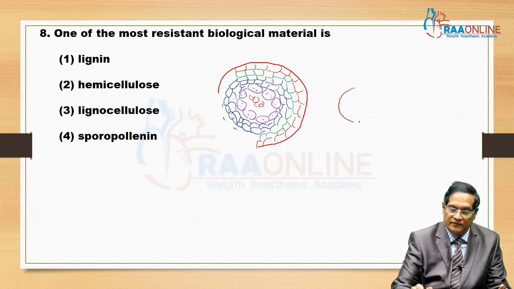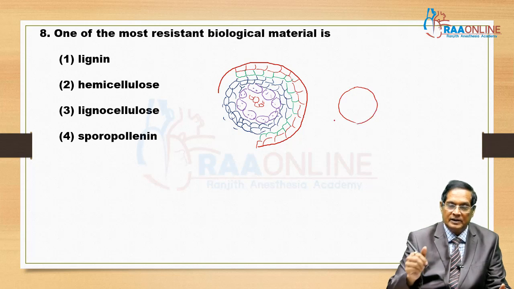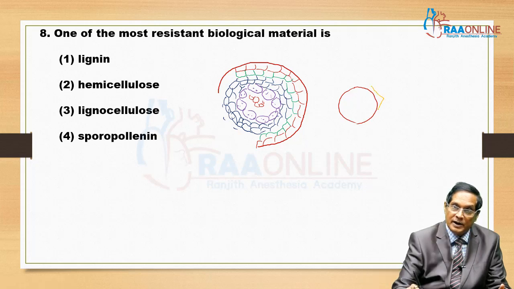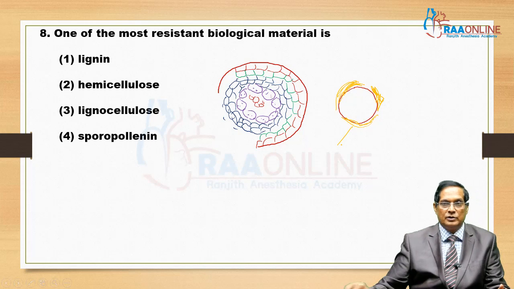And if we see the microspore, its outermost covering is the exine. This is the exine of the microspore, and this exine has a specific chemical known as sporopollenin, which is contributed by the exine of the microspore.